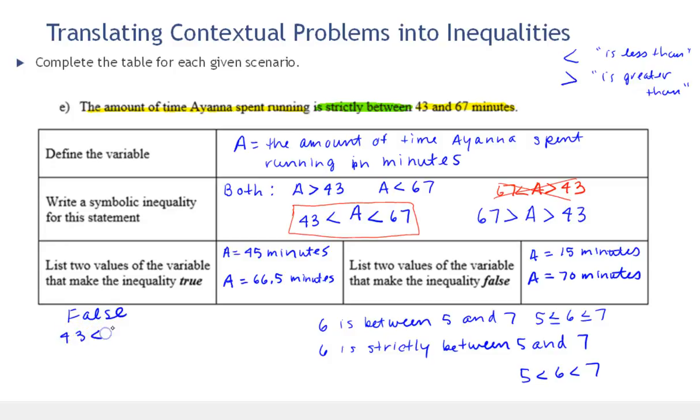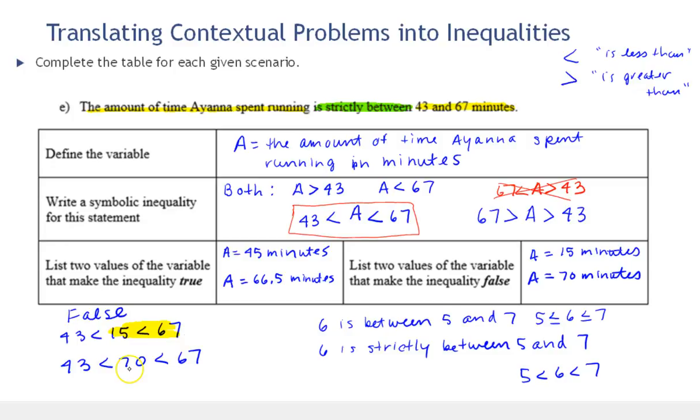43 is less than 15 is less than 67. That was our first false value, and we also said 43 is less than 70 is less than 67. So notice part of these inequalities are true. Okay, 15 is less than 67, that's true, but 15 is not greater than 43. Okay, and the whole string of the inequality must be true. So that's why this is false.